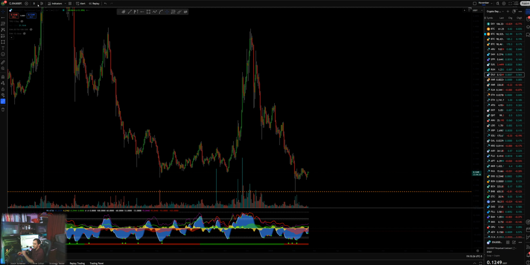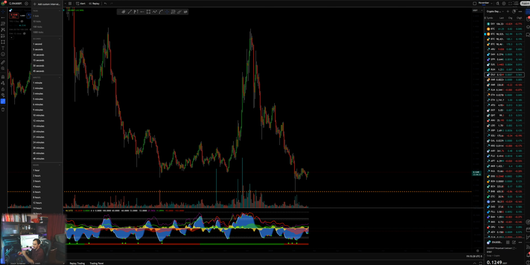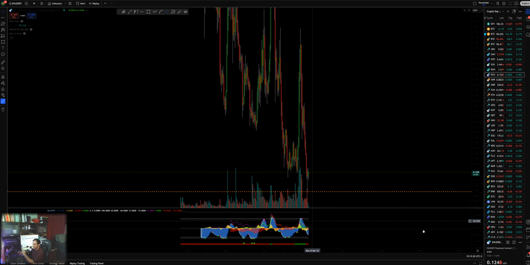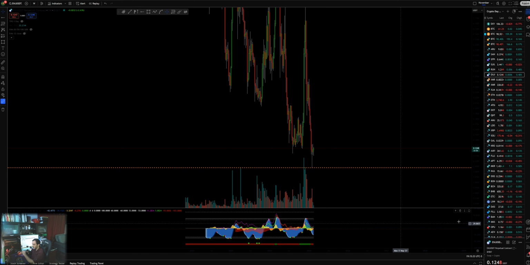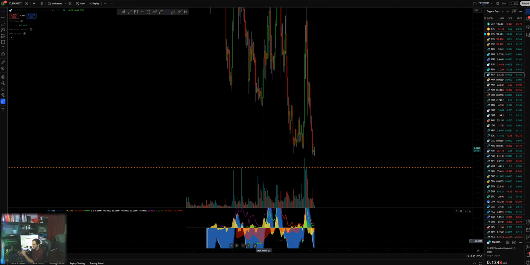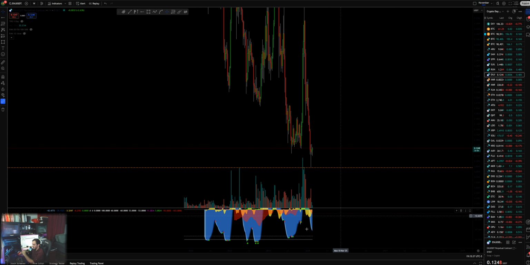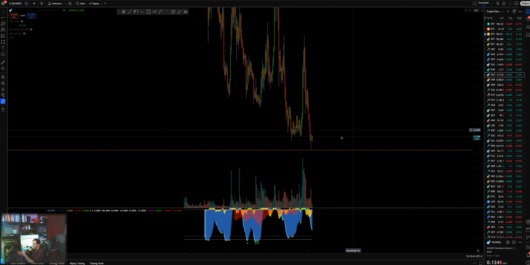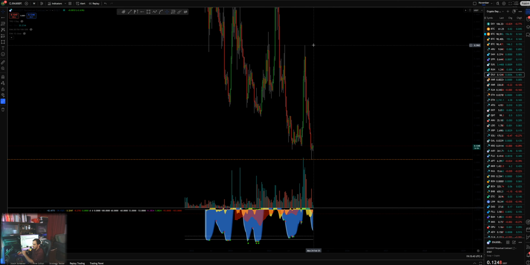I think ENJ was another one I've been buying because it's printing some very beautiful things. Weekly time frame has a bullish divergence, and look at money flow. Money flow's been coming up. Weekly divergence. We're at 12 cents. The high's at 40 cents. 3x.